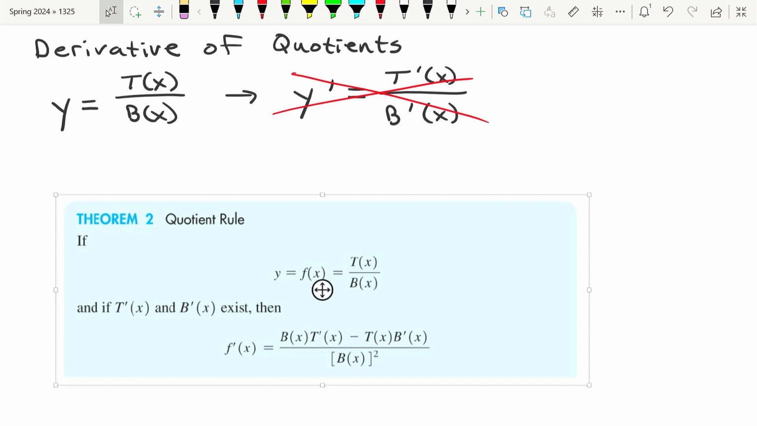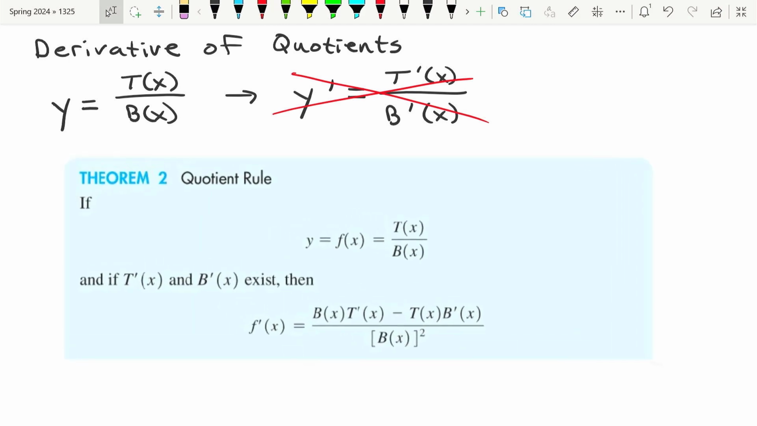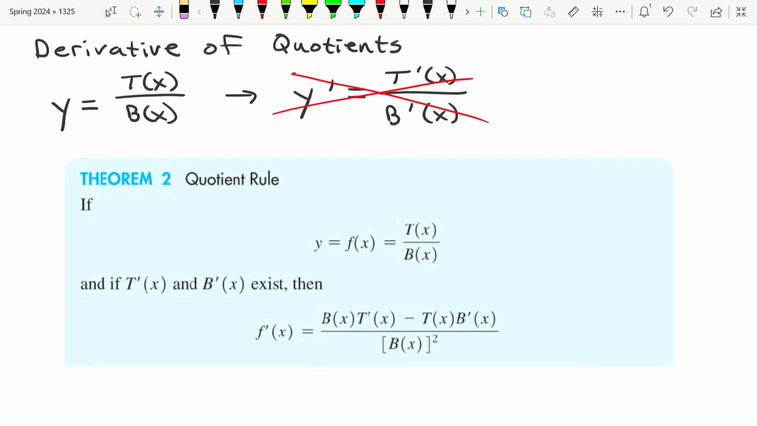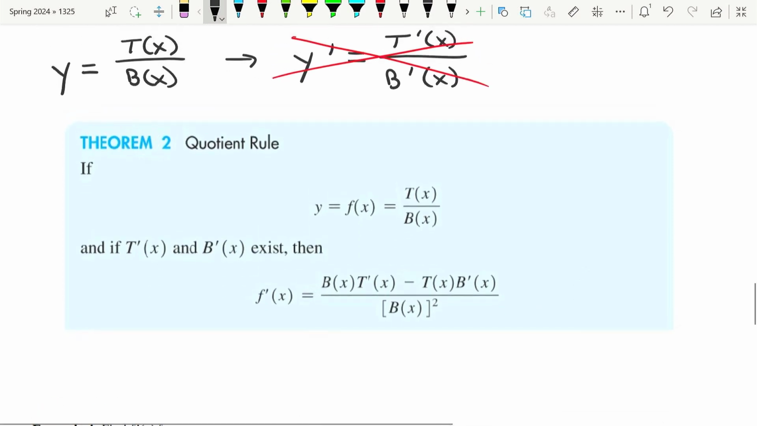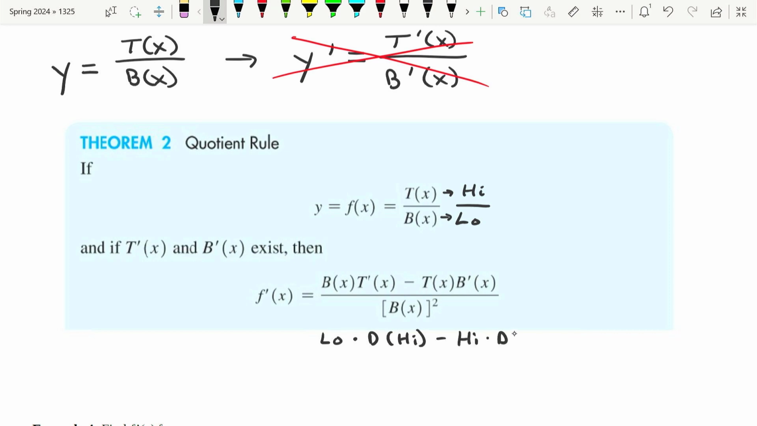We have this new thing here called the quotient rule. You can see it here written as b of x times t prime of x minus t of x b prime of x all over b of x all squared. I like to think of this, though, again in words, where if you had low underneath and high on top, I like to think of the quotient rule as low d high minus high d low all over the square of what's below.